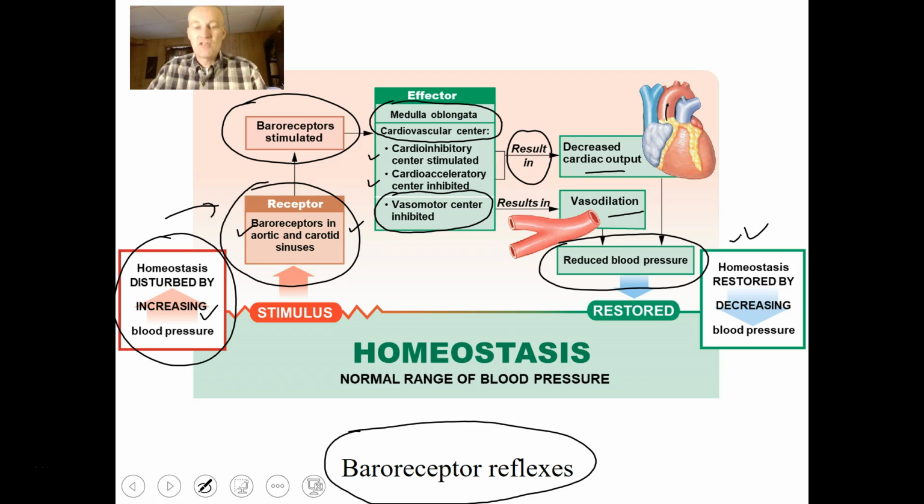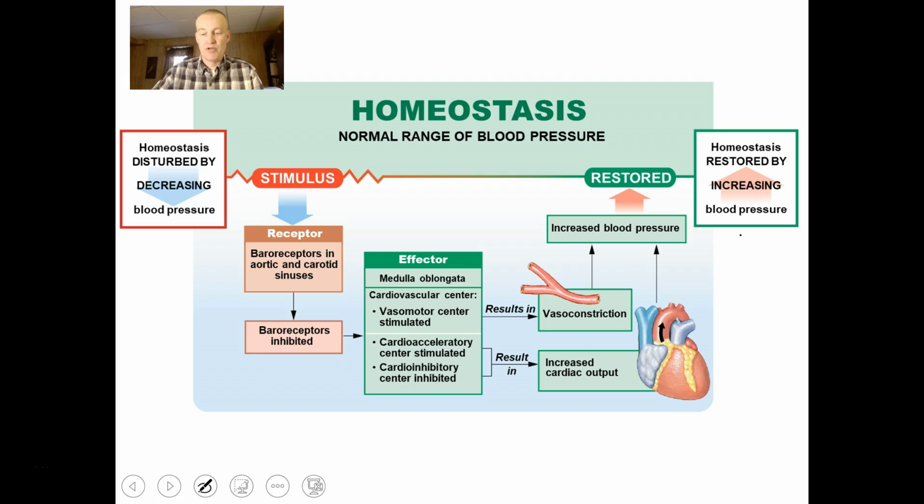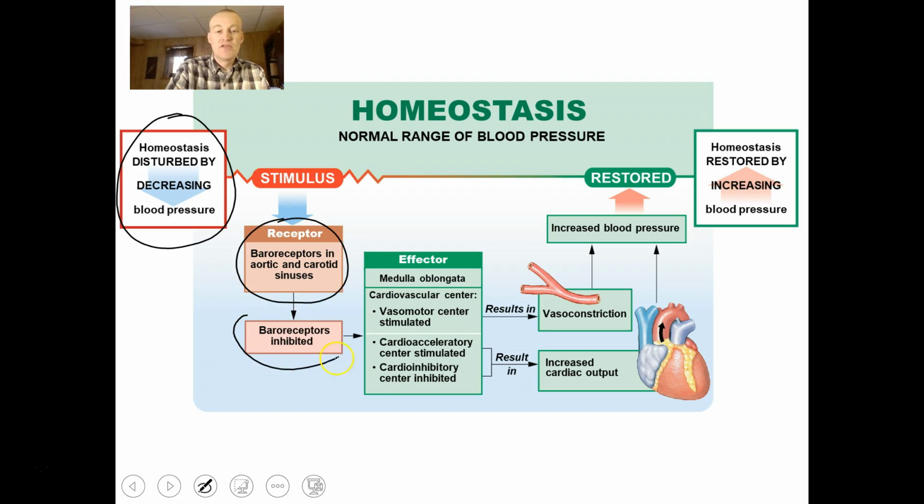So that's the baroreceptors responding to increasing blood pressure. The baroreceptors can also respond if we have a decreasing blood pressure stimulus. Those baroreceptors in the aorta and the carotids are going to be inhibited. And by inhibiting those at the cardiovascular center of the medulla oblongata, vasomotor centers are going to be stimulated. That results in vasoconstriction occurring.